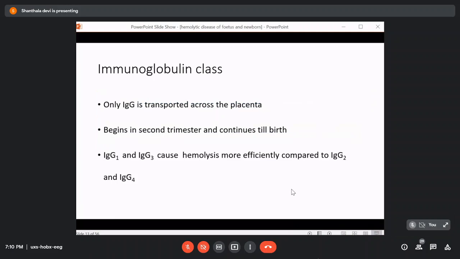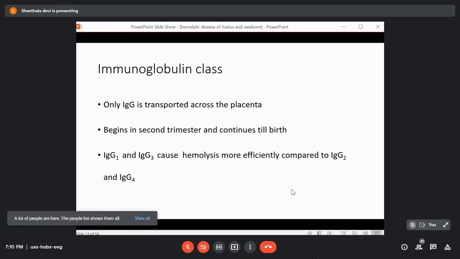Coming to the immunoglobulin class, I already told you that immunoglobulin IgG is the only one which is transported across the placenta. The transport of IgG begins around the second trimester and continues till birth. Among the IgG, there are 4 classes of IgG antibodies, IgG1 to G4. IgG1 and IgG3 are more efficient in causing hemolysis compared to IgG2 and IgG4.